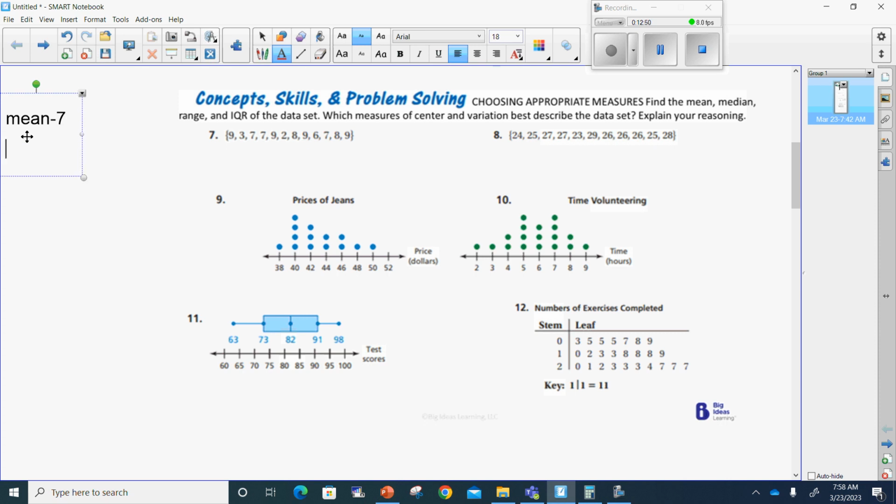All right. Sorry, this should be an equal sign. There we go. Now let's go to the next one. It says the median. I have to put these numbers in order for my median. So let's put them in order down here.